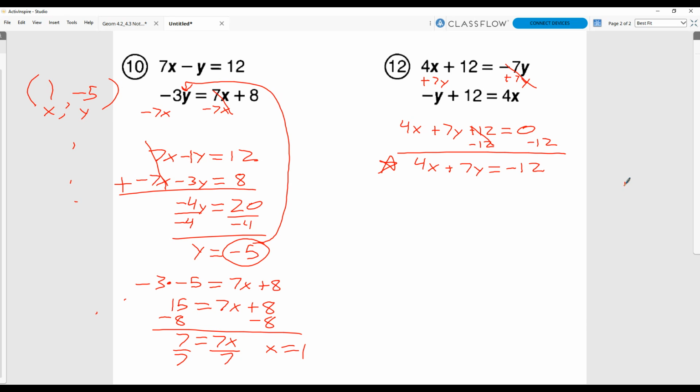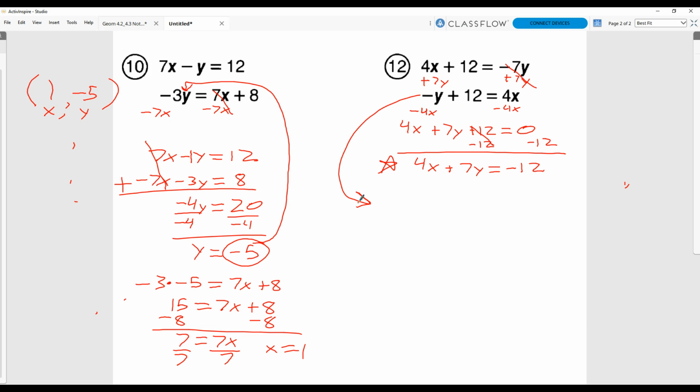All right, now what I'm going to do is take this bottom one, and I'm going to get it set up the way that I want to also. So to get that one set up, first I need to get this 4x over here with the y. So I'm going to move 4x to this side. It's positive 4x, so I'm going to go minus 4x over here.